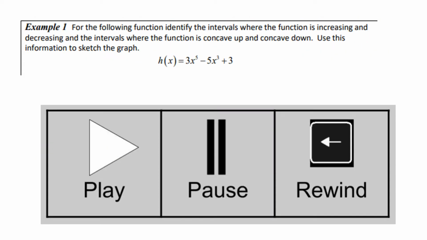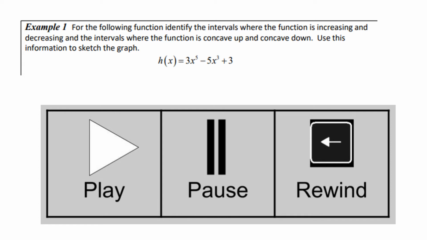Okay, so here's the first example. For the following function, I want you to identify the intervals where the function is increasing, where it is decreasing, and the intervals where the function is concave up and concave down, and use this information to sketch the graph. That's actually quite a bit of work. The function is h of x is equal to 3x to the 5th minus 5x cubed plus 3. So pause, do some work on this problem, trying to solve it, and come back when you're ready to discuss the solution.